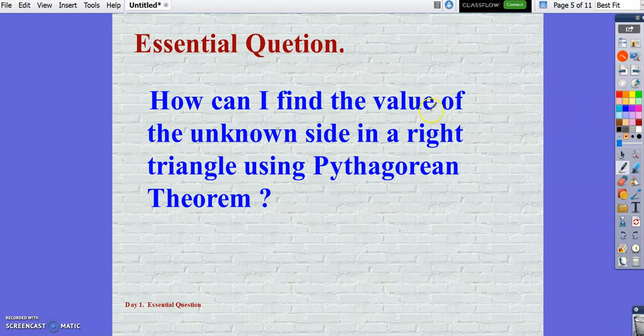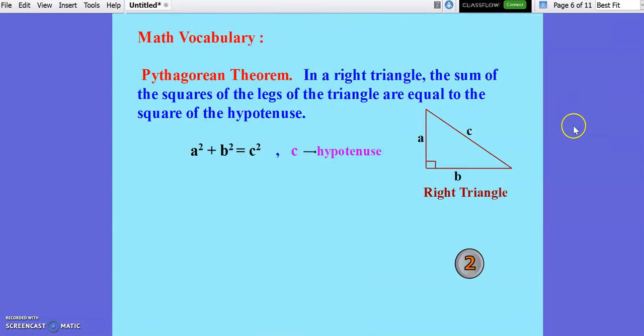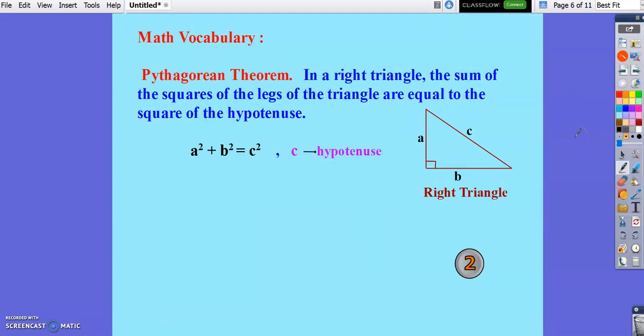Our essential question of the day, as you can see, our letter S is missing over here, so I'll write it over here: essential question. The essential question of the day is, how can I find the unknown side in a right triangle using the Pythagorean theorem? Okay, let's click on the next slide. You have to copy these notes in your binder.